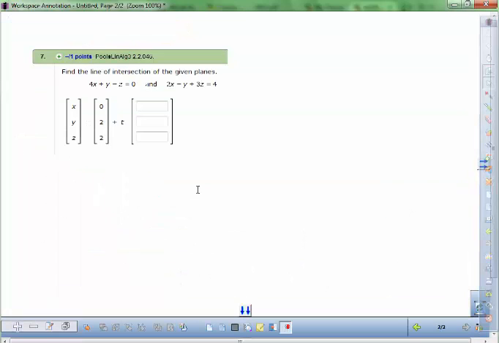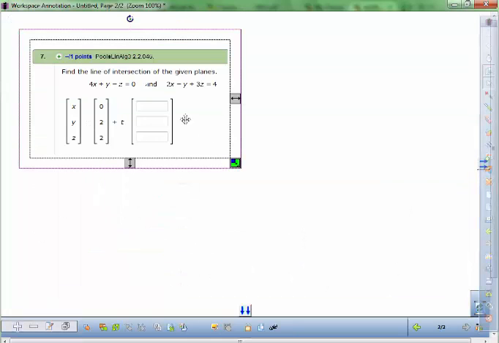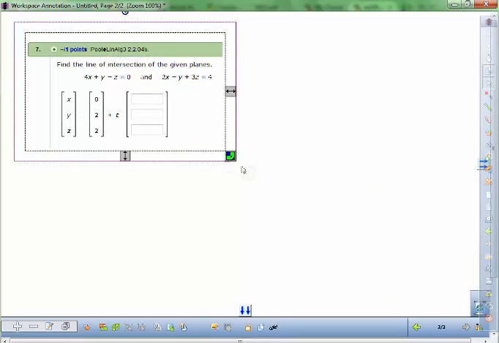So this one is a little simpler because it only has 2 equations, but it has 3 unknowns, which makes it a little bit interesting.